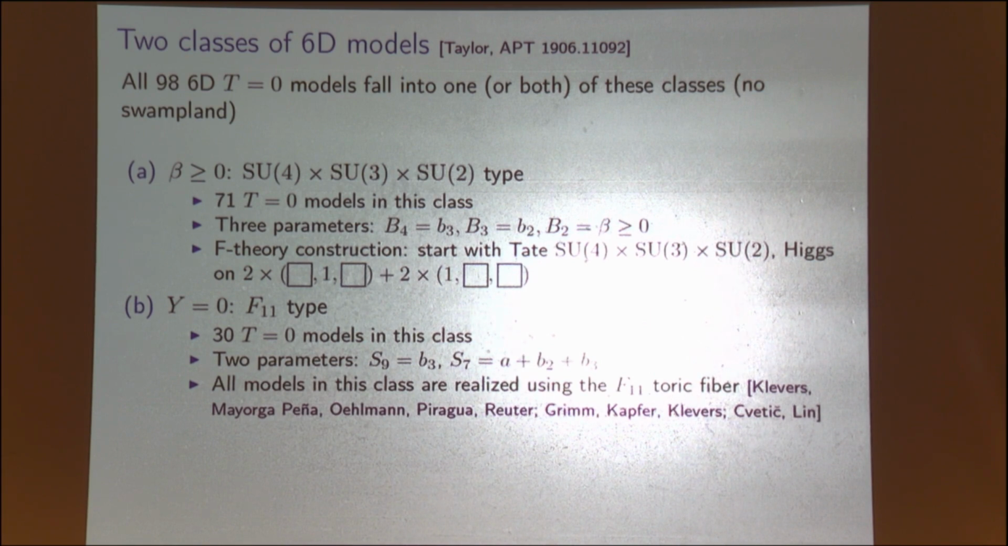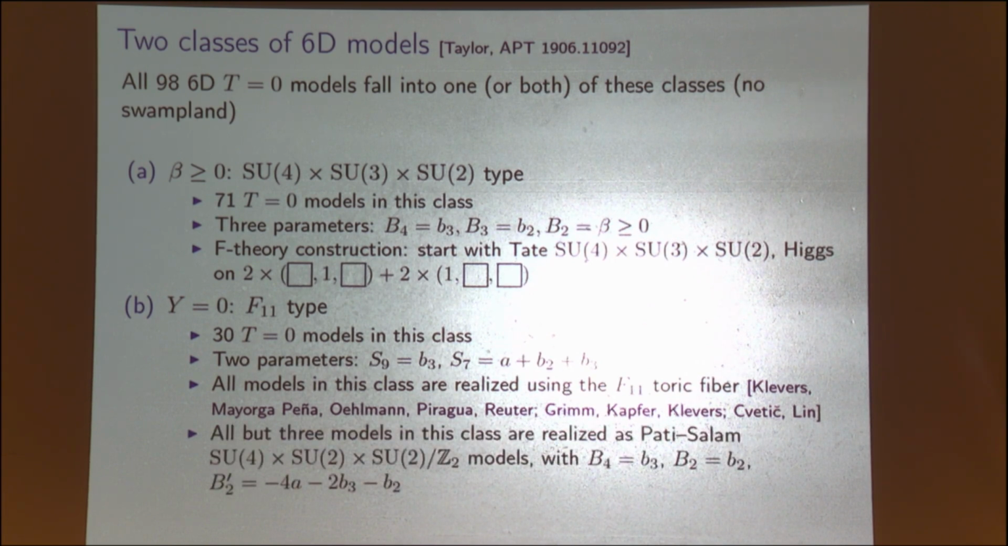All models in this class are realized using what's called the F11 toric fiber, which is why I'm calling these F11 type models. So there's a thing called Batyrev's construction where you can construct an elliptic curve as a hypersurface in a 2D toric variety. And there are 16 ways to do that. The 11th one, named F11, gives you exactly these type of models. So if you take the elliptic curve defined in that way and then fiber it over your base, then you'll get exactly this class of models.